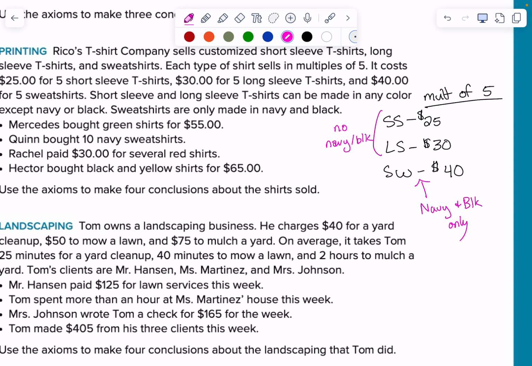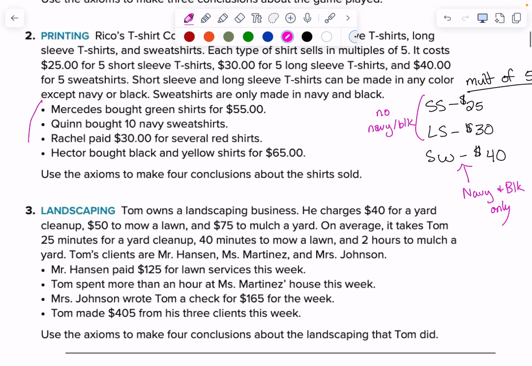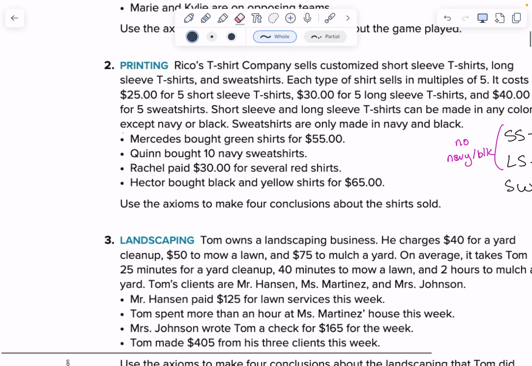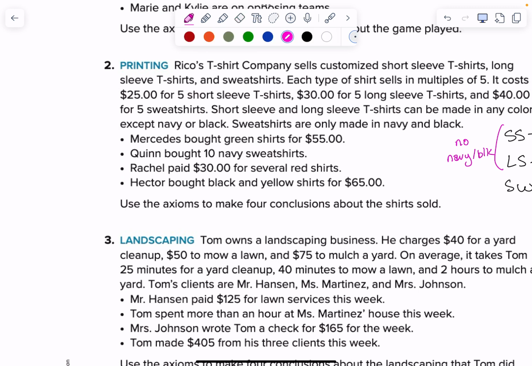Okay. Now I have all the information I need. They're going to give me some bullet points right here. There are 4 bullet points. And it says use these axioms. These are my axioms to make 4 conclusions. That means 1 for each bullet point, right? I realize they don't give you very much room to write, so you don't necessarily have to write in complete sentences if you don't want to. I'm going to put my conclusions off over here to the side.